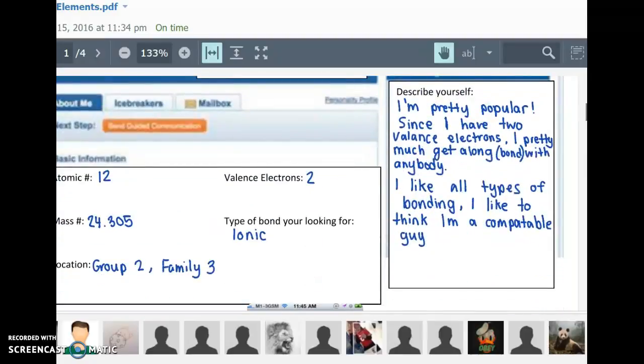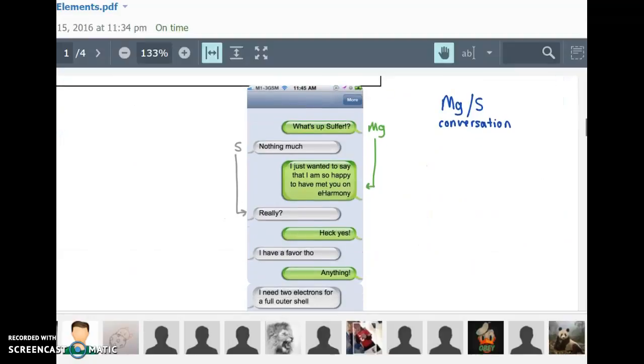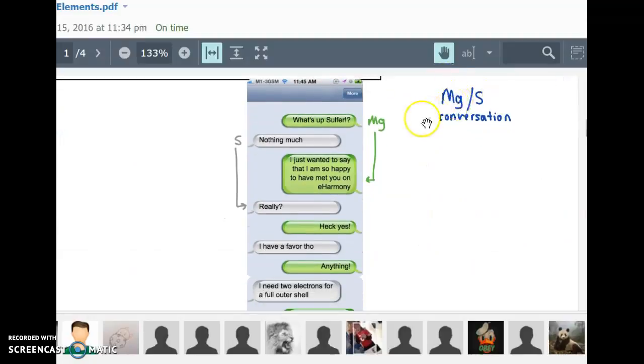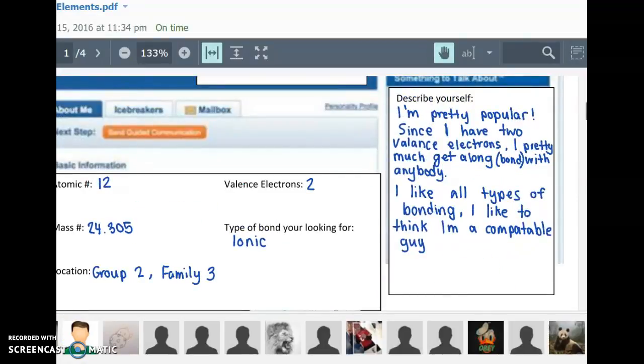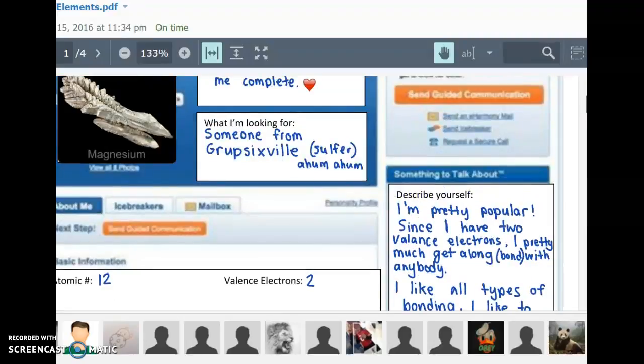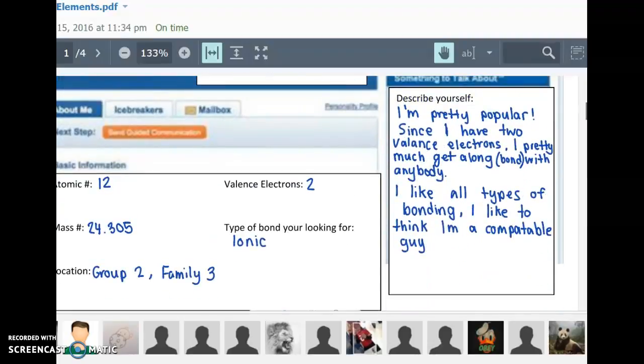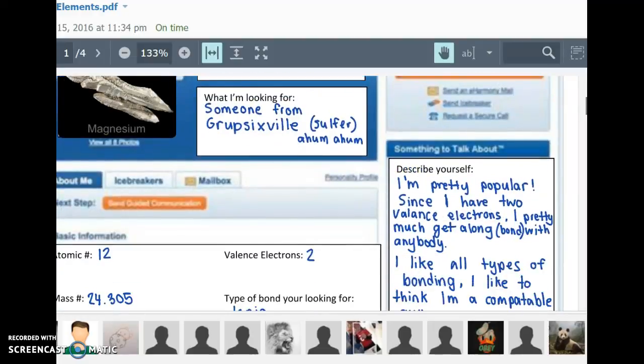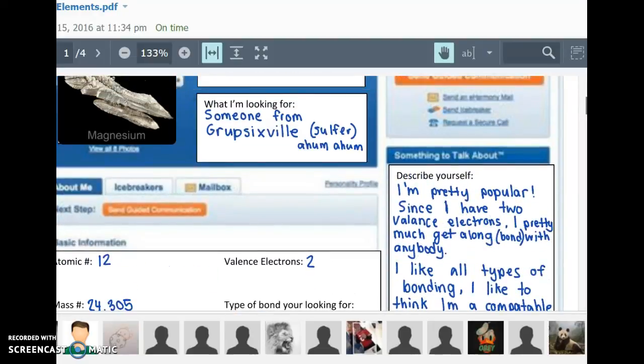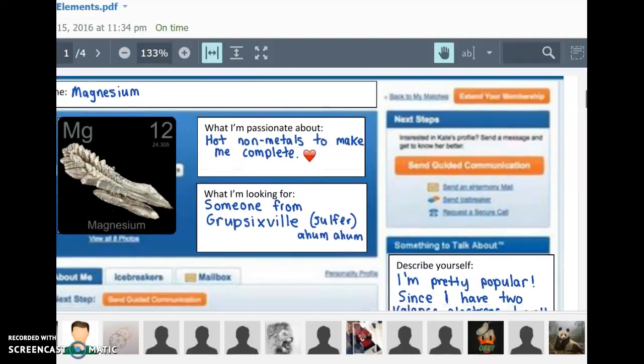So there's another example. I'm not going to go through it all. But there's the text message. Magnesium and sulfur were to get together. Magnesium, sulfur. You have to write down what the formula would be, etc. So just remember, you're filling out this information. The describe yourself should be about the information about the element, but try to make it sound like a person talking, like a profile you're filling out.